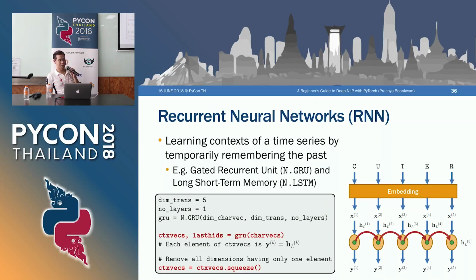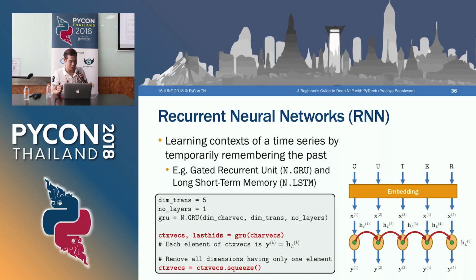Next thing, recurrent neural network. Because in natural language processing, you've got to learn about the context. You cannot consider how to classify things based on a single object. You've got to learn that from the context, like the previous context, stuff like that. And in deep learning, we use a recurrent neural network to do that.